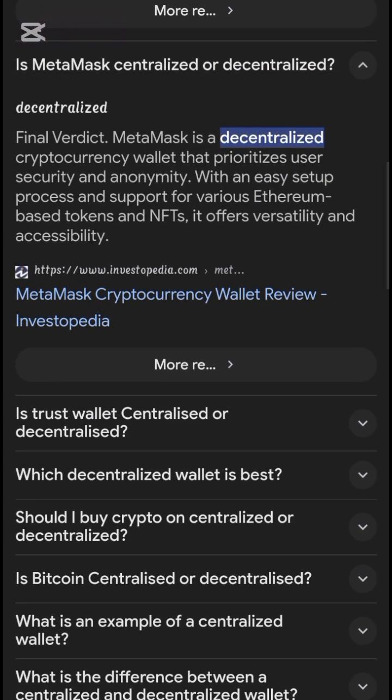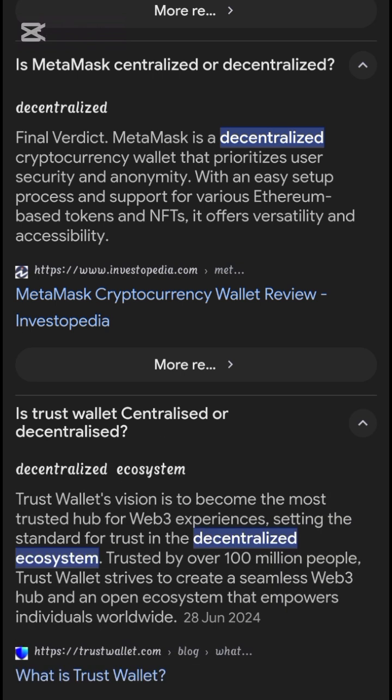So is Trust Wallet centralized or decentralized? Trust Wallet's vision is to become the most trusted hub for the Web3 experience, setting the standard for trust in the decentralized ecosystem. Trusted by over 100 million people, Trust Wallet strives to create a seamless Web3 hub and an open ecosystem that empowers individuals worldwide. So Trust Wallet is a decentralized ecosystem.